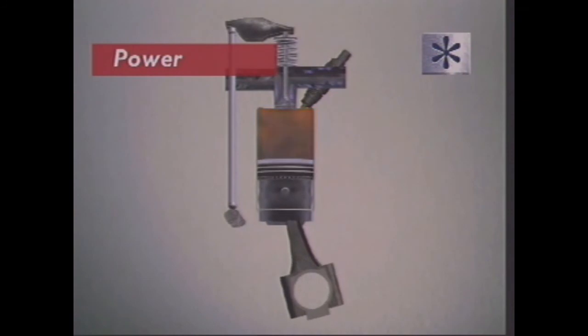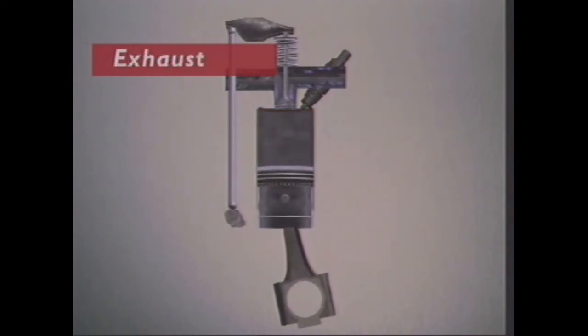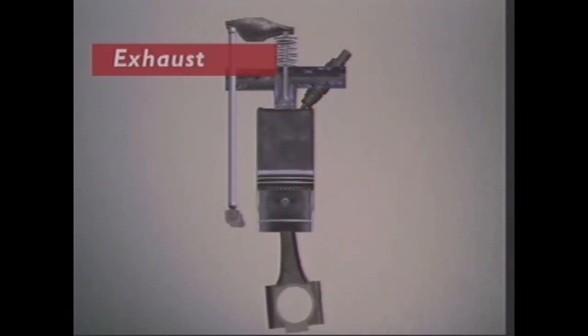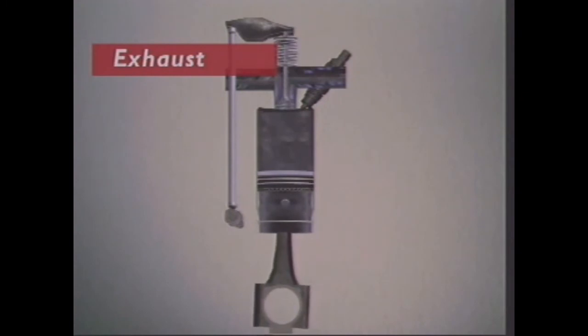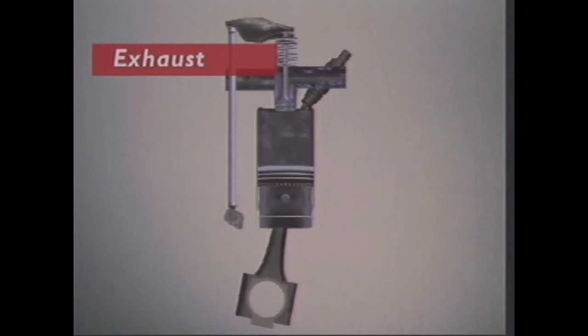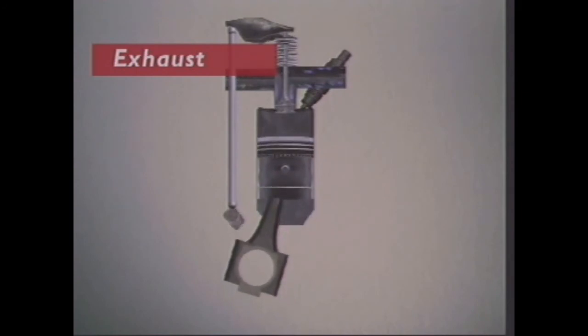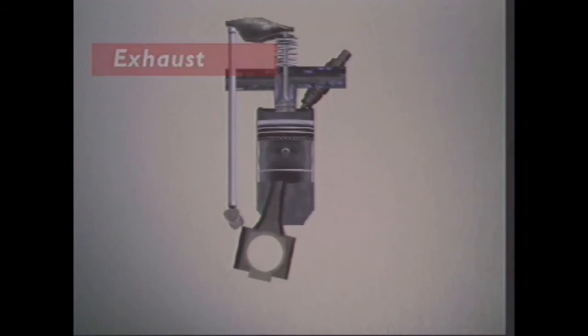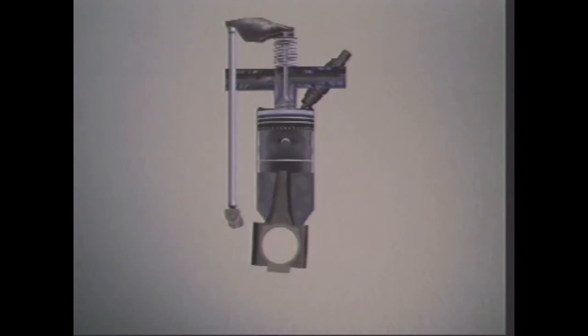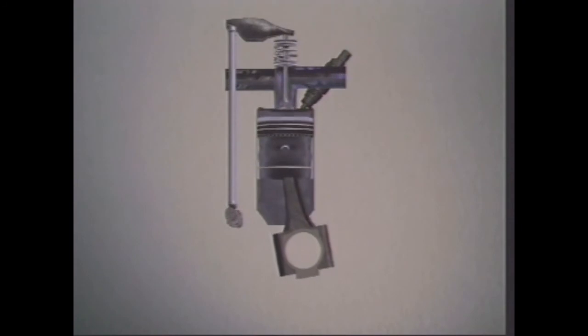The piston reaches bottom dead centre. The exhaust valve opens. With the exhaust valve open and inlet valve closed, the piston moves up, forcing exhaust gases out of the exhaust port. The piston reaches top dead centre, the exhaust valve closes, the inlet valve opens, and the cycle starts again.